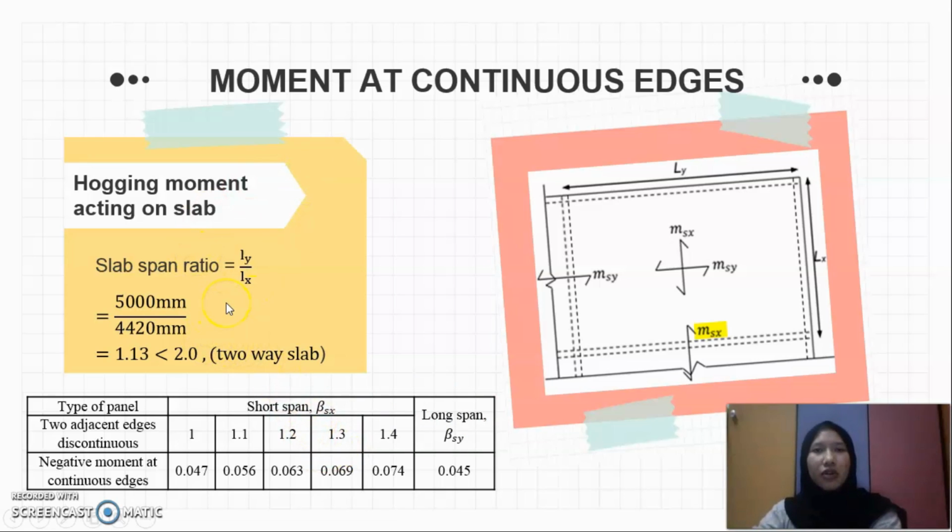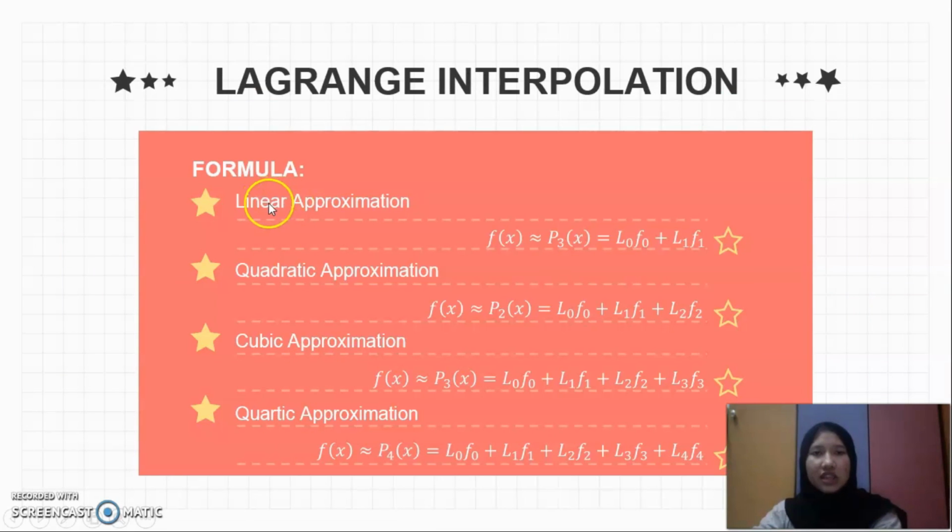Firstly, before we can get the value of the bending coefficient, we need to calculate the slab ratio, and the ratio is 1.12. But this value is not in the table, so we can use the Lagrange method because we know 1.12 is between 1.1 and 1.2. So this is the formula of the Lagrange Interpolation method.